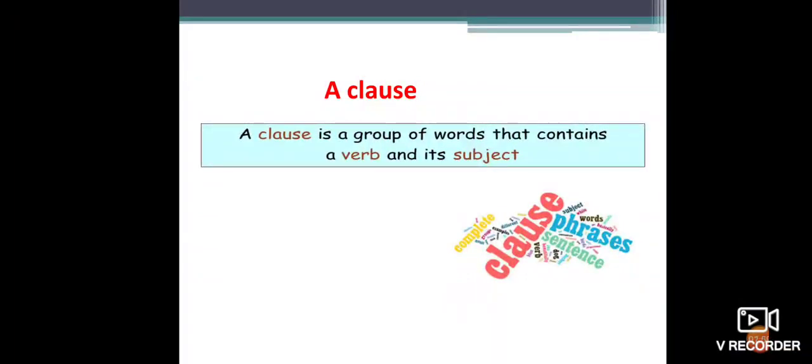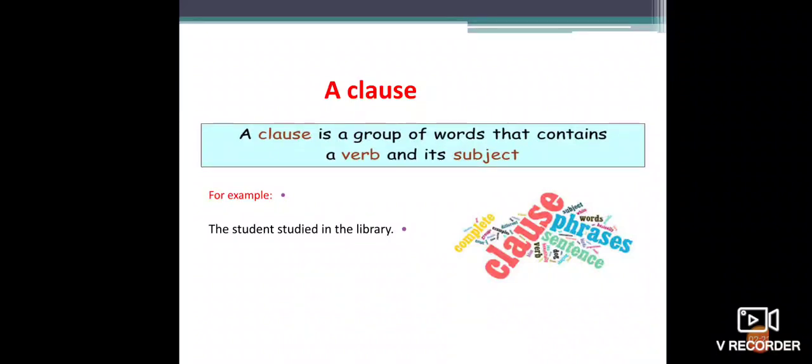Let's move to part number 2, which is the clause. By a clause, we mean a group of words that includes a subject and its verb. Look at the following examples. Example number 1. The student studied in the library. Here, it's a clause as it includes a subject, which is the student, and its verb, which is studied.